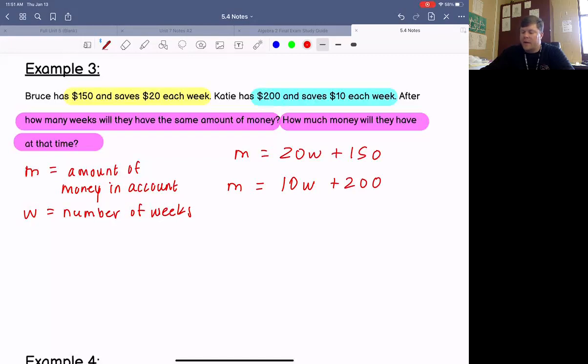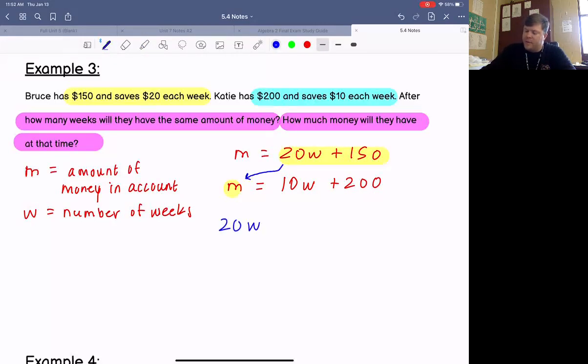So anyway, $10 times the number of weeks plus the 200 Katie already has saved. And so I guess one way to think about this problem is kind of just like substitution, right? So you're setting these two statements equal. I think mathematically the best way to think about that is substituting 20W plus 150 for M in the bottom equation. So just like that. So let's go ahead and write that out.